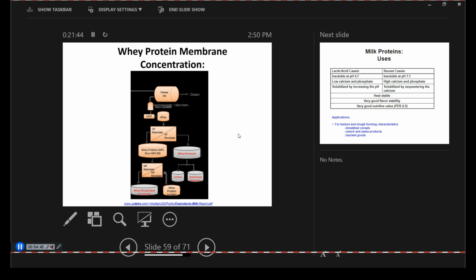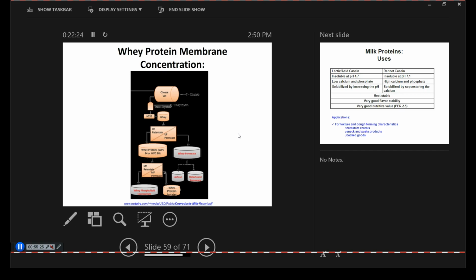So the sample goes in the membrane, and since it's ultrafiltration, the whey proteins as well as phospholipids and large molecular weight proteins remain in the retentate. Here you get whey protein concentrate. Concentration of whey protein varies from 34% up to 80% protein. What goes through the permeate, you get a co-product called whey permeate. It's high in minerals, high in lactose. It does have some protein still.